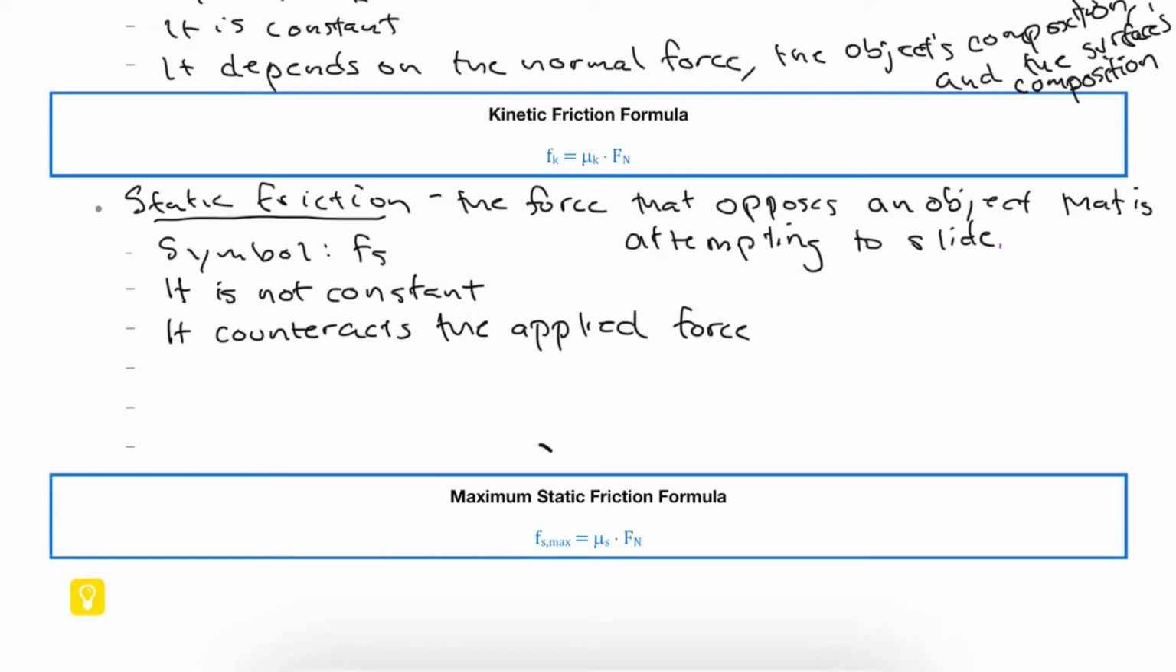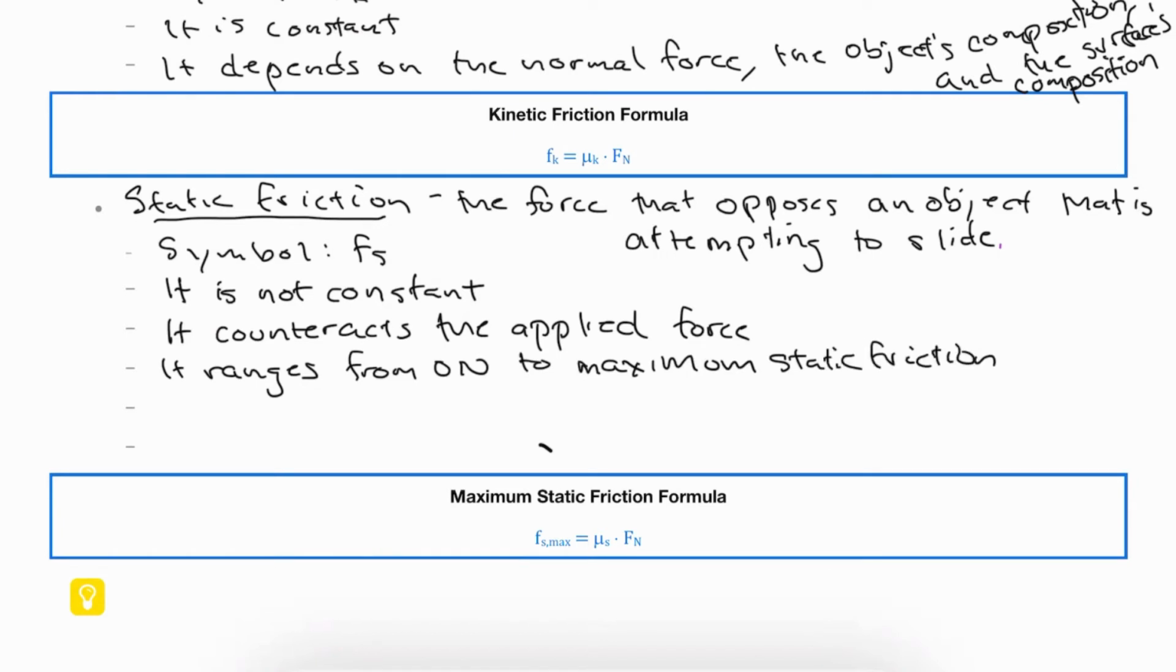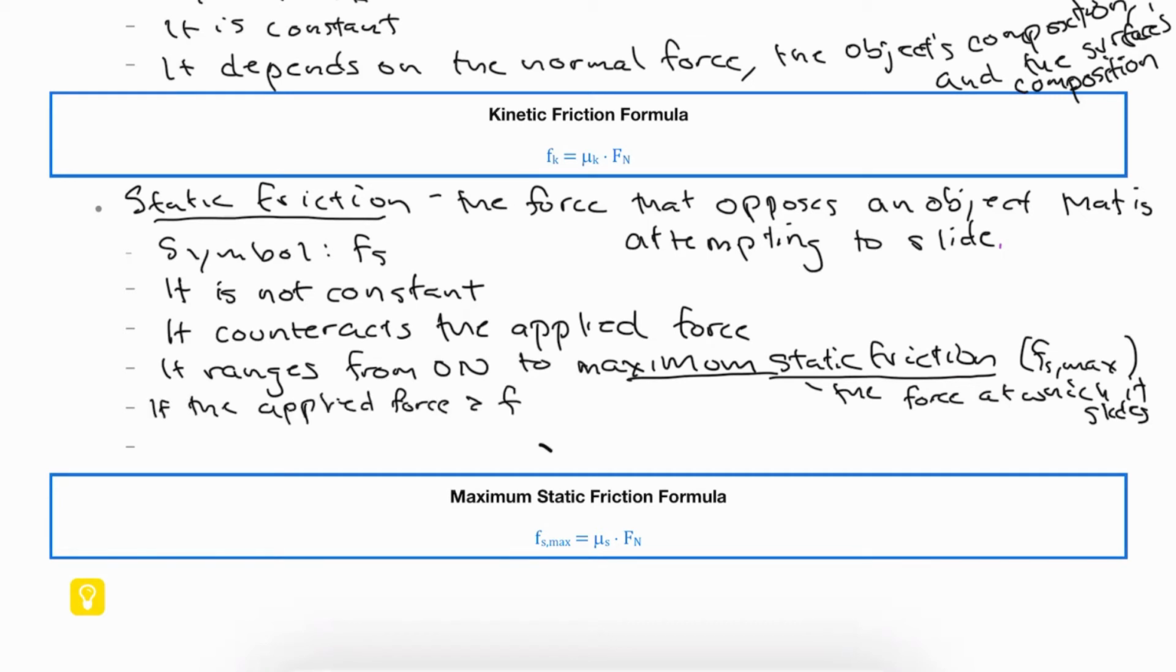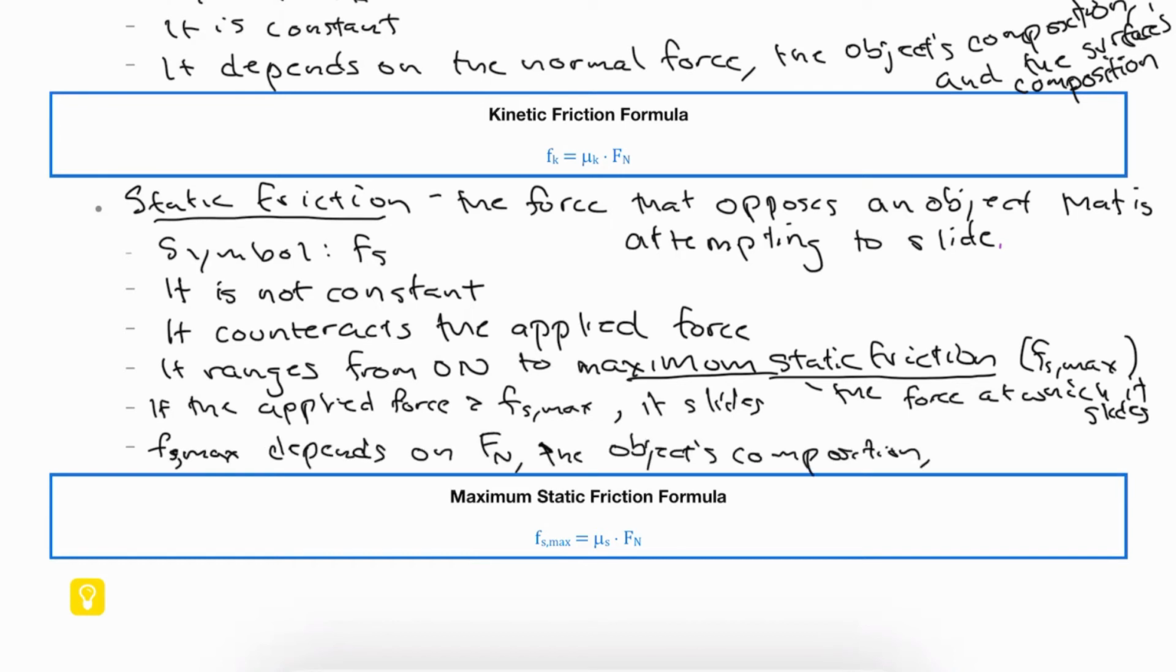And so static friction can cancel out the applied force, but only up to some limit. And so it ranges from 0 newtons to a limit, which we call the maximum static friction. And it's very special and gets the symbol F sub s max, and we're going to deal with it quite a bit in the next section. And this is the force at which the object slides. If the applied force is greater than F sub s max, then static friction can no longer provide enough force to cancel it out, and so we get our object to move. And so F sub s max will have a nice formula, as you can see here, and it also depends on the normal force, the object's composition, and the surface's composition.